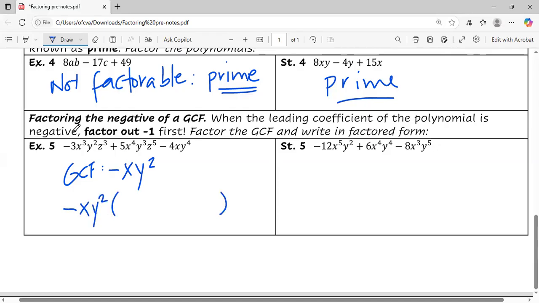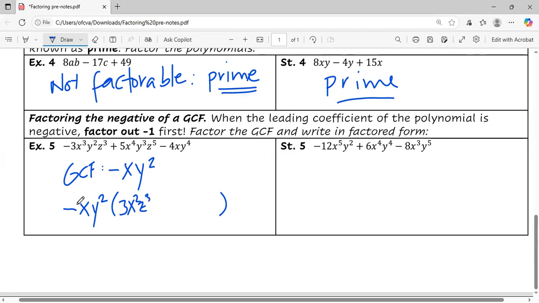Now I gotta figure out, to write this in factored form, what I need for each term to be, so that when I distribute that -xy squared, I get the original back. So from this first term, we're gonna need a 3, an x to the second, because this is an x, and I need an x to the third. The y to the second is already there, and I'm gonna need a z to the third. So I'm gonna need a 3x squared, so that when I multiply x times x squared, I get x to the third. And I'm gonna need the entire z to the third. I don't have any z's as common factors in the GCF, so I'm gonna need z to the third.